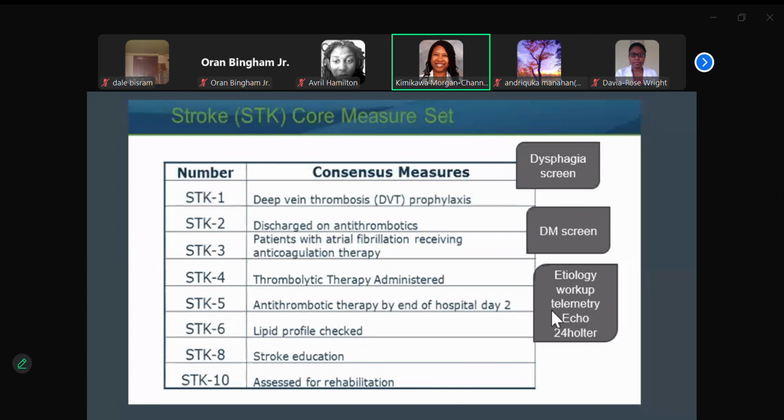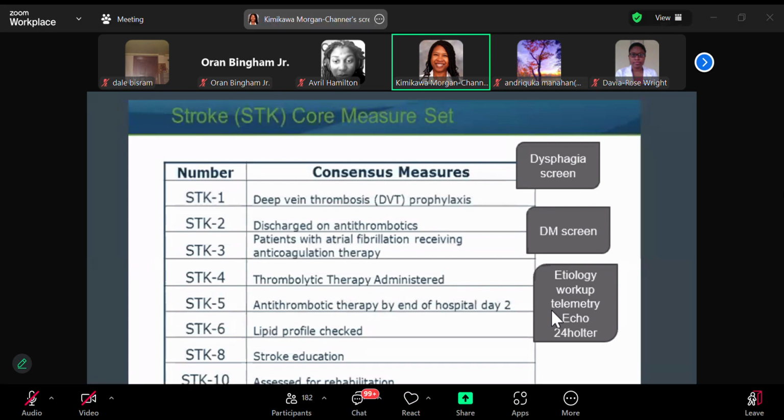Before they leave the ward, they should get an echo because you can get a thrombus in the ventricles that goes up the carotids and causes a stroke. So that's why we do echoes. We can also get a bubble echo to look for PFO. Anybody knows what PFO is?